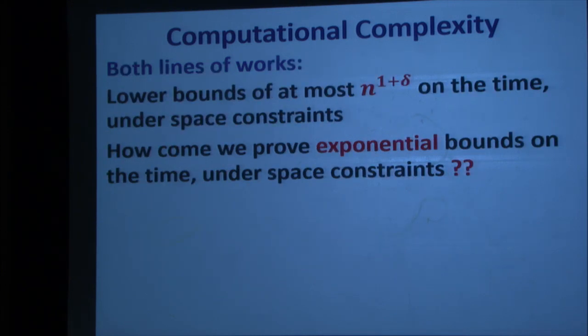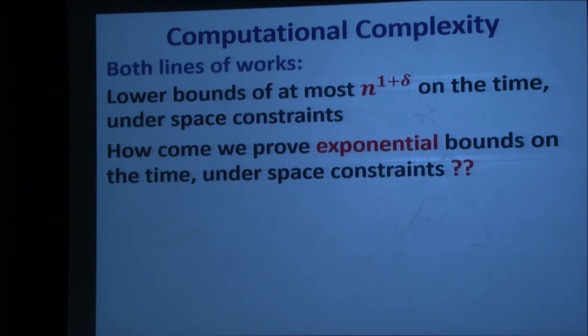So you can see in these two lines of works that they only get lower bounds of at most n to the 1 plus delta under space constraints. And the question is, what makes it possible for us to get exponential lower bounds under space constraints?